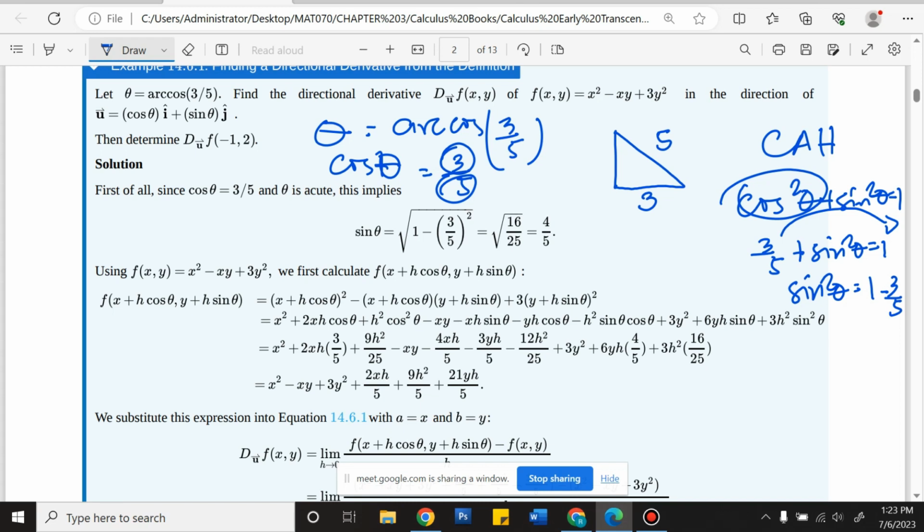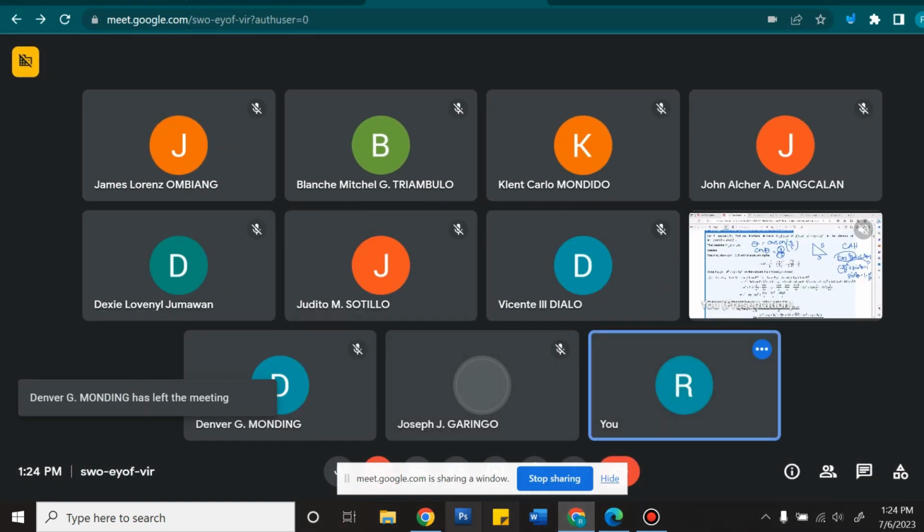Okay. Then, this is 5 over, sorry, it is squared, right? It is squared because of cosine. Are you following, class?